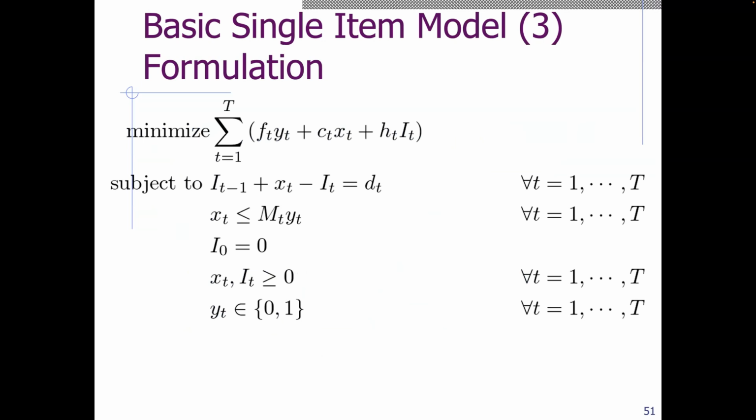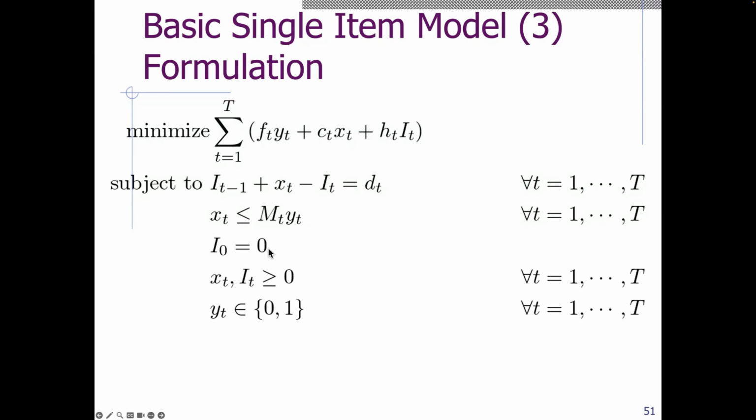The objective function to be minimized is the sum of fixed setup cost f_t y_t, variable production cost c_t x_t, and inventory holding cost h_t i_t. The first constraint is the flow conservation equation of the inventory. The second constraint connects the production variable x and the setup variable y, and simultaneously specifies that the production upper bound or capacity of the production is M_t. The third constraint defines that the initial inventory is equal to 0.